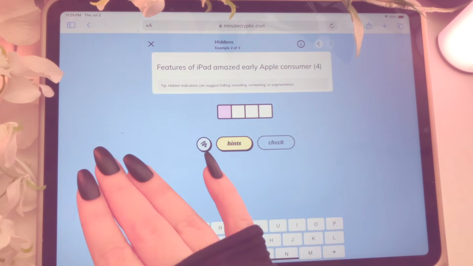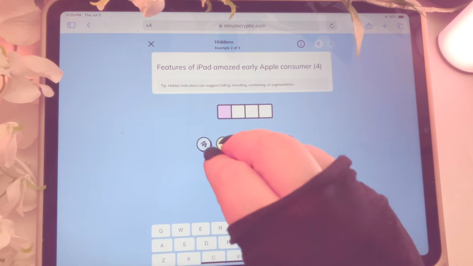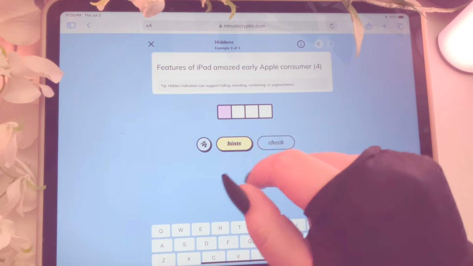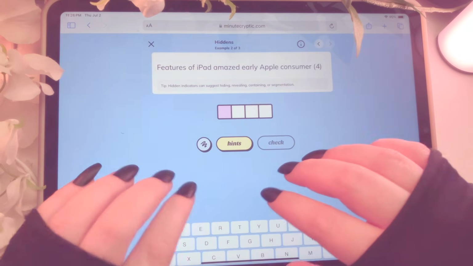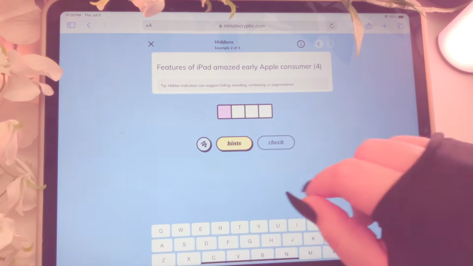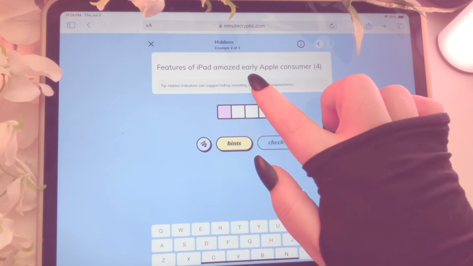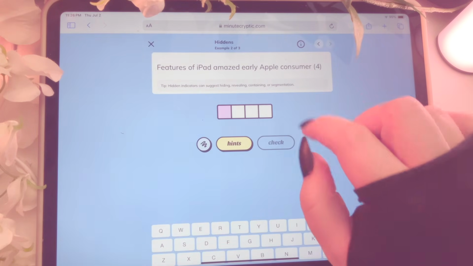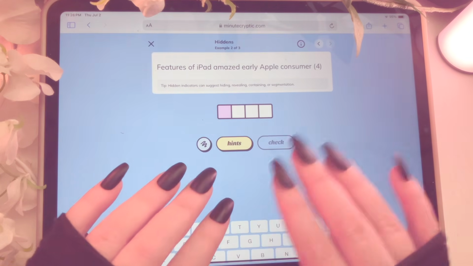Like I said with the previous one with "personal," it was split across 3, so I knew the center word had to be there in its entirety. Even if it weren't only 4 letters, I don't know of a word that contains "amazed" in the center of it. So, features of "iPad amazed." And then that leaves "early Apple consumer on the whole" to be the definition. Okay, I see it.